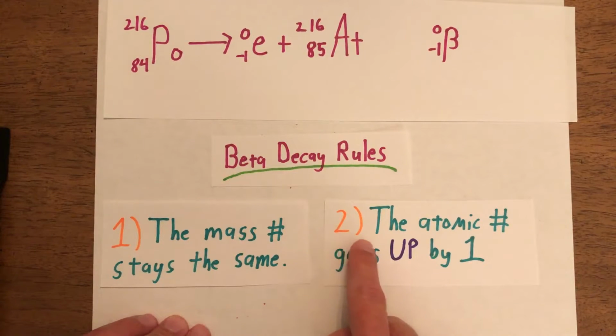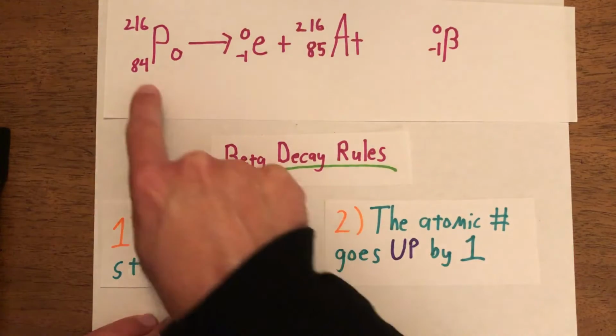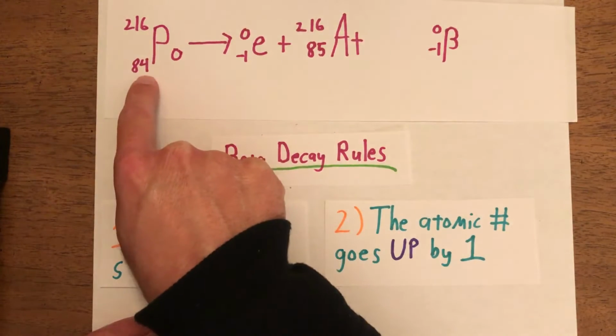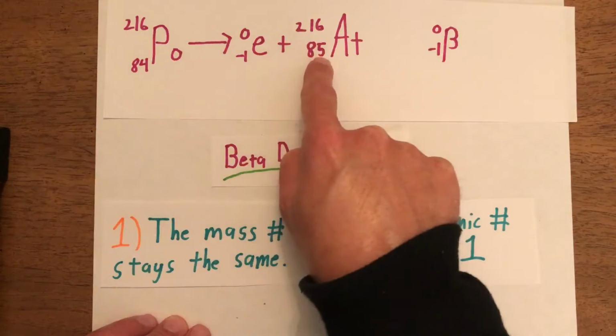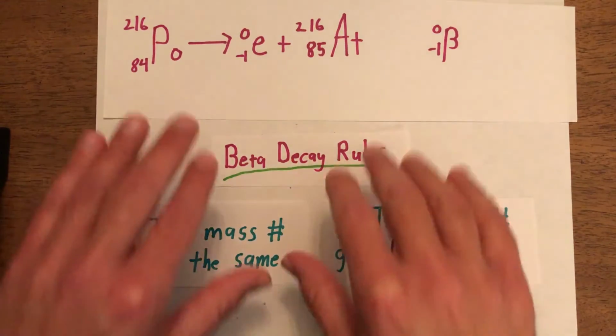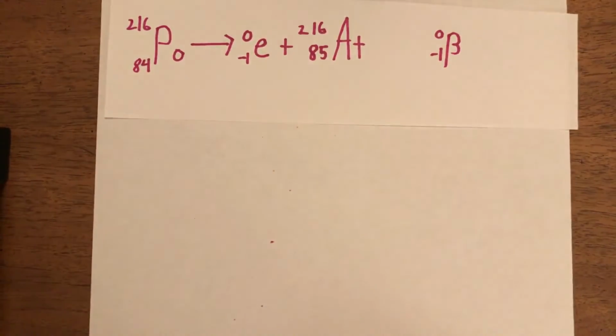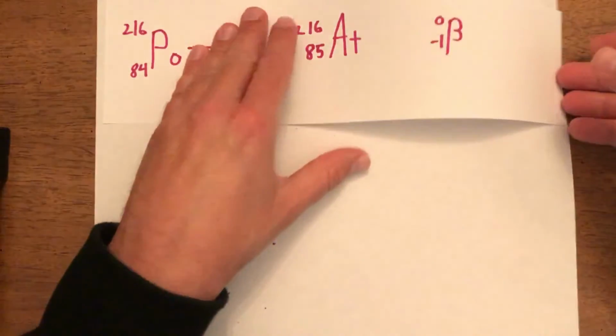So the second rule is the atomic number goes up by 1 because a neutron changed into a proton. So from 84 to 85 right there. So let's do a few more examples, keeping these beta decay rules in mind as we go through it here. So let's clear this one out and let's do another one.